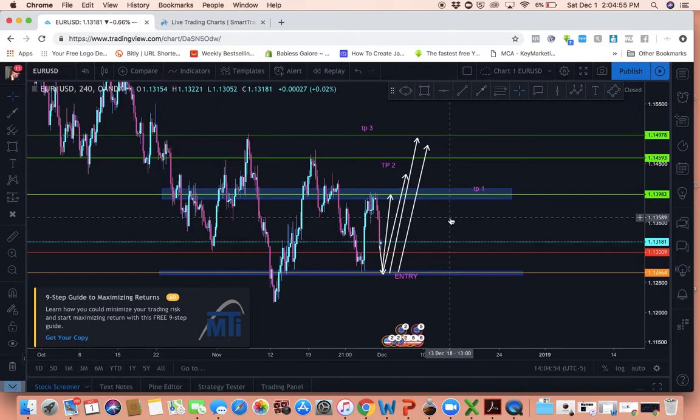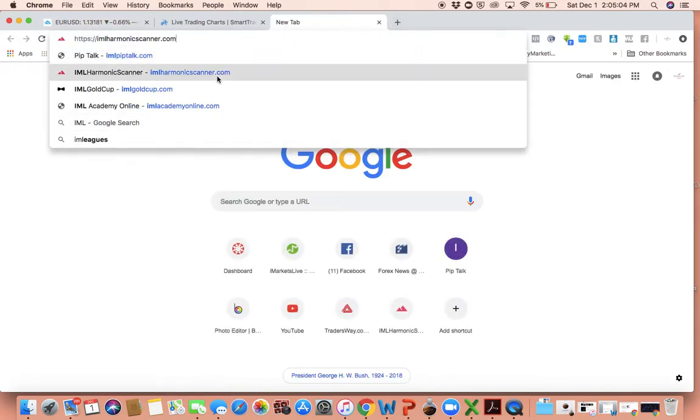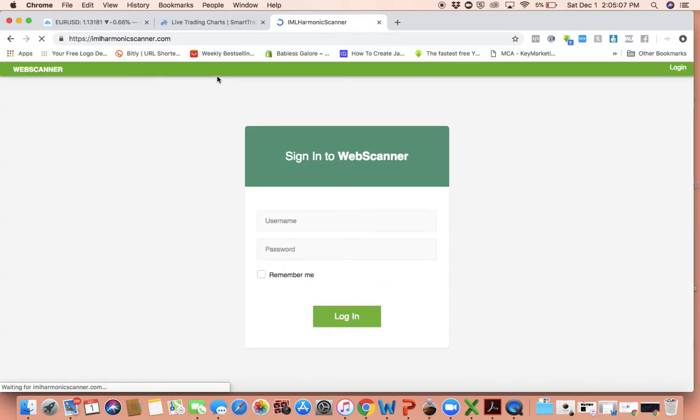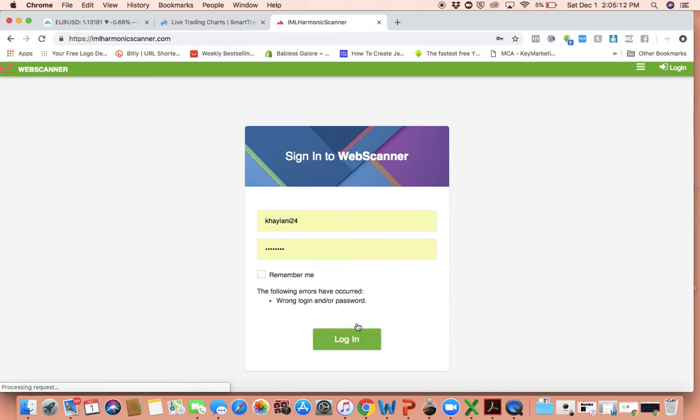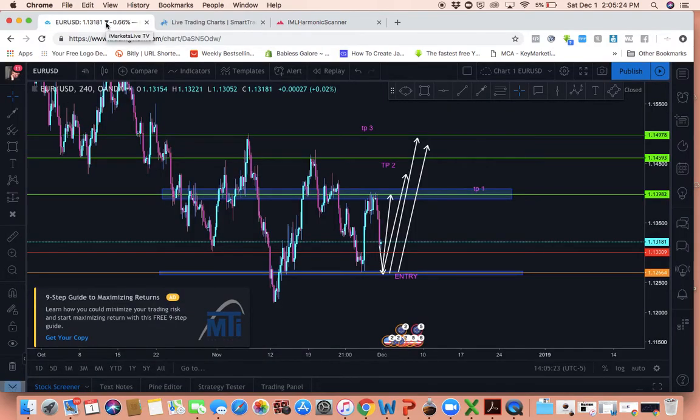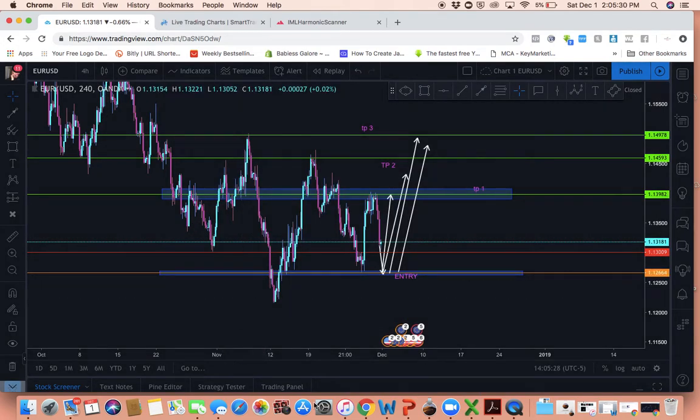How is the harmonic scanner linked to MT4? I don't have mine linked to MT4. I have my harmonic scanner on imlharmonicscanner.com. For some reason, mine isn't working. I emailed them. I don't know why. But your harmonic scanner is on imlharmonicscanner.com. You log in. Mine just keeps saying wrong password. I have no idea why. So you would just log in, and that's your harmonic scanner there. It's not linked to MT4 at all. I mean, you can link it to your MT4, not your MT4 on the app, but the MT4 on your computer. You can link it to that, but it's like 10 times worse. I would rather use it on the browser.